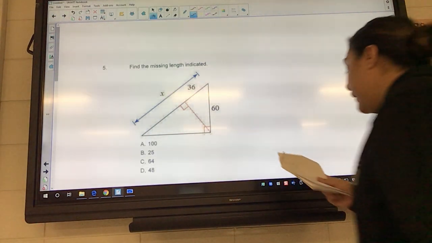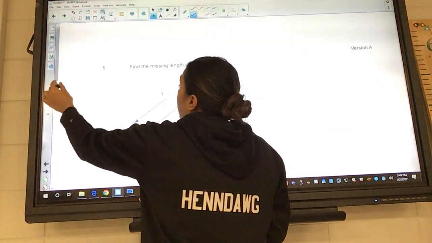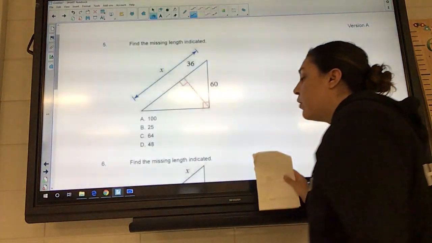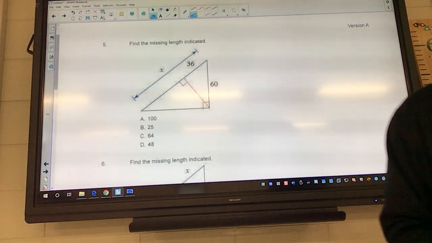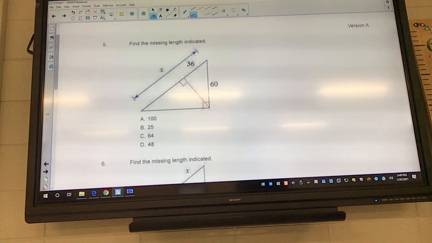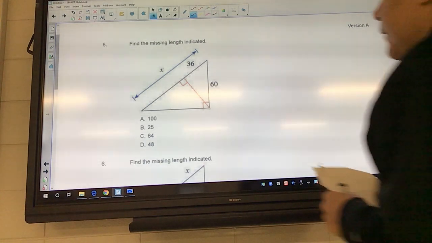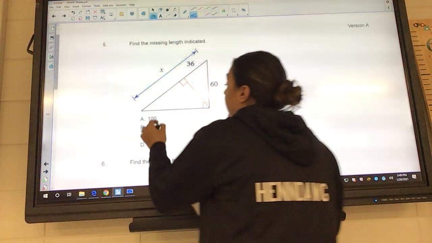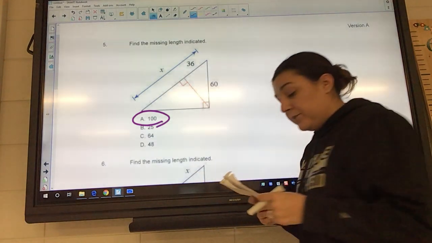Find the missing length. I will tell you, we are quite a ways away from this, so I'm not even going to go over these because it's not really relevant to you guys yet. It will be, but not right now, okay? So 5 is just going to be A. 5 is A.